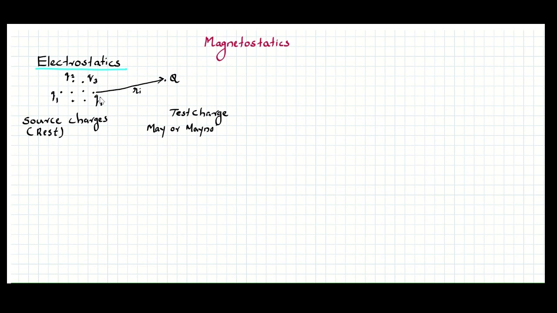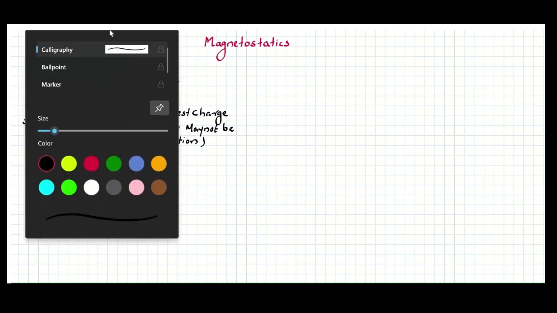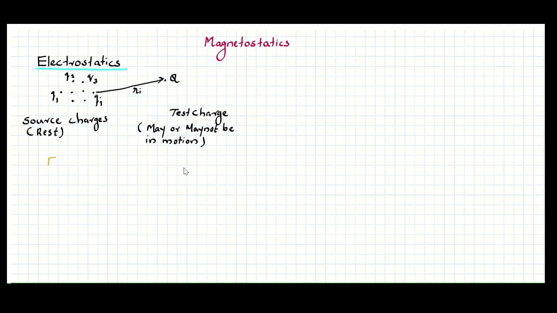In electrostatics, we have taken the source charges Q1, Q2, Q3, etc., Qi to be at rest, whereas the test charge capital Q may or may not be in motion. By superposition, we have evaluated the force experienced by the capital Q by the source charges. The expression is capital Q into E, where E is the electric field.